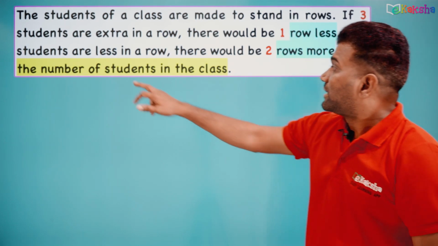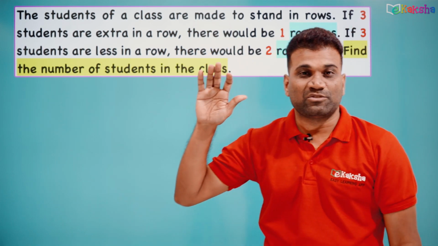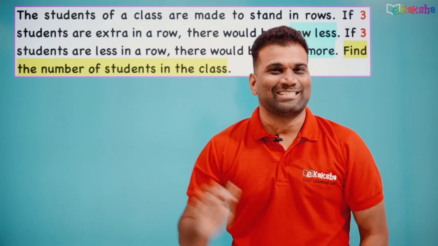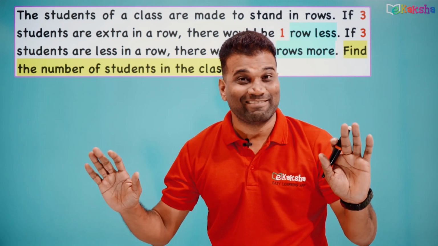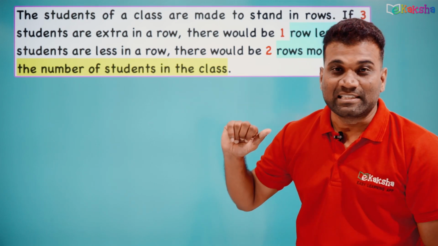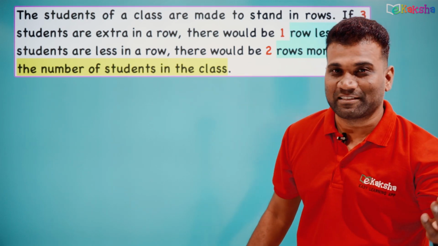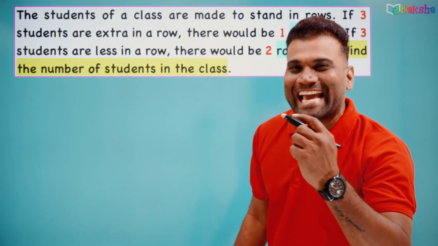Then find the number of students in the class. So by using these 2 conditions, we need to find the number of students in the class. We don't know how many students are there right now, we are not revealing, right? So let us assume the number of students in the class with some variable, our favorite variable. What is that? Yes, that is x.